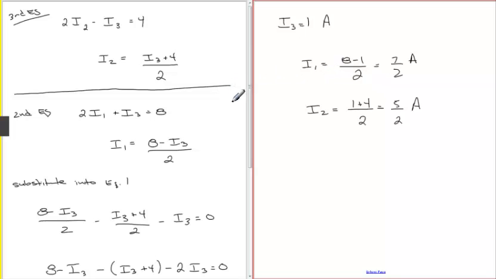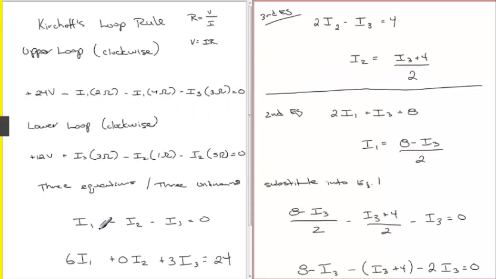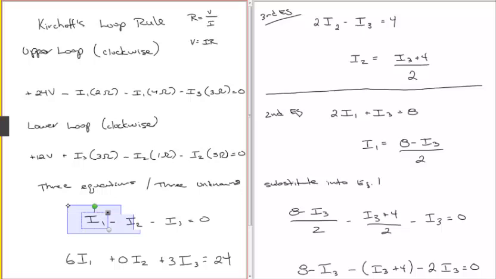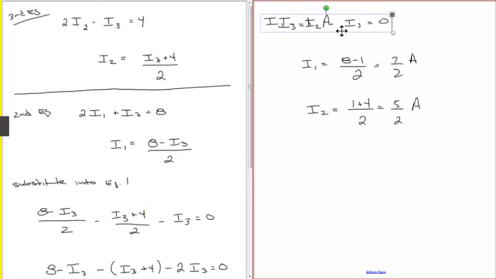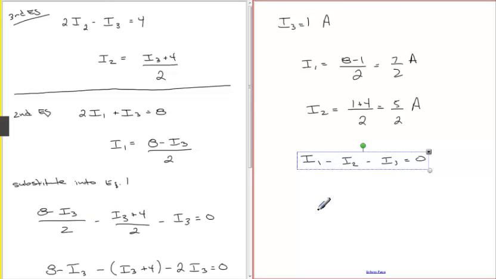So what was our original equation here? We had I1 minus, so let's copy that. Oops, need to group that together. Okay, so that was our original current rule. Let's just confirm that it makes sense. So we'd have I1, which is 7 halves amps, minus I2, which is 5 halves amps, minus I3, which is 1 amp, which is 0. So that checks. Okay, so there's no excess current into that loop.